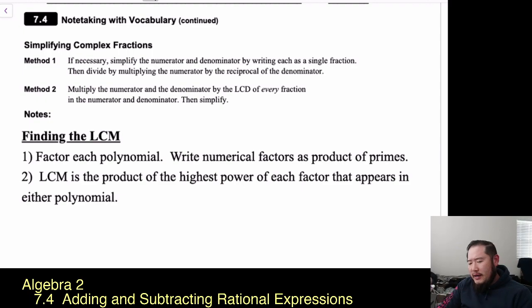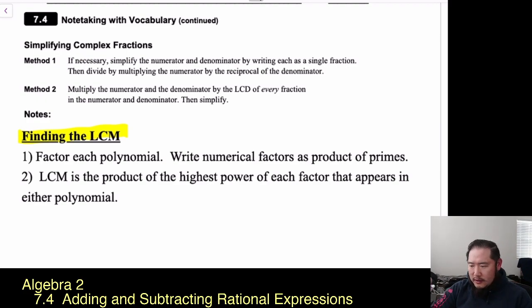The last thing I added to our notes is finding the LCM. How do I find the lowest common multiple? It's by factoring each polynomial. Step 1, and then write the numerical factors as a product of primes. Step 2, the LCM is the product of the highest power of each factor that appears in either polynomial. So let me give you an example.